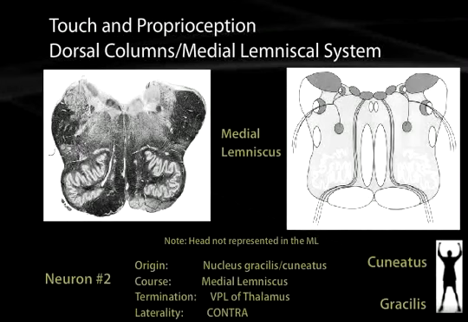So at this point, the representation of the body is contralateral. So if I had a lesion on this right medial lemniscus, the part of my body that would have deficits in vibration and proprioception would be the left side of my body. And here is where we represent cuneatus is coming from the upper body, and gracilis information is coming from the lower body.